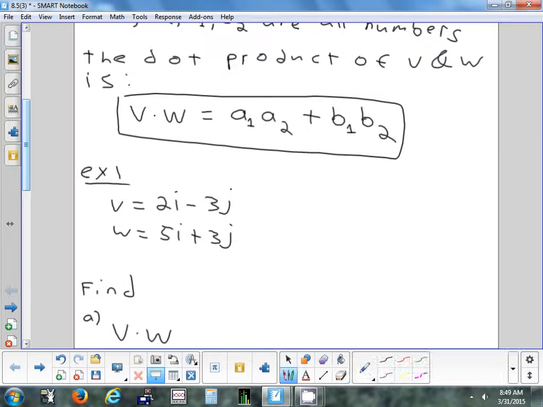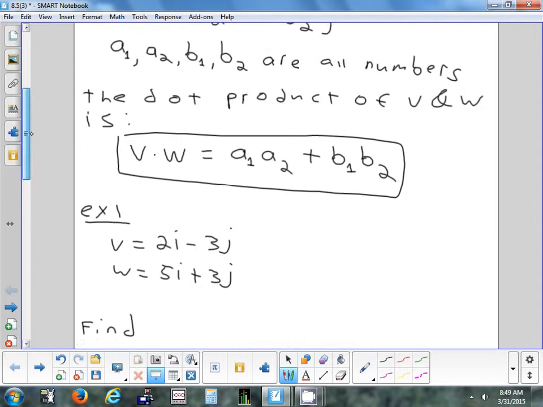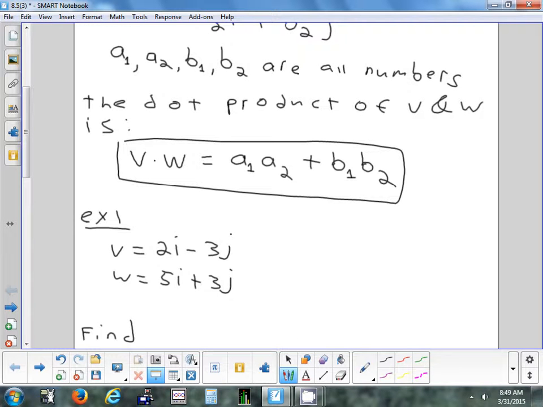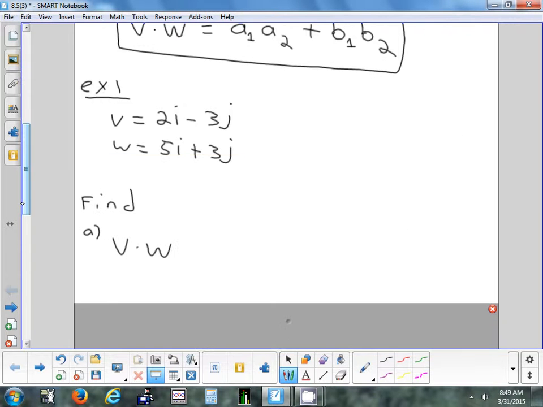All right, so we want to find V dot W. Basically, take your components of i and multiply them together. Take the components of j, multiply them together, and then add those two answers up. And that's the dot product.